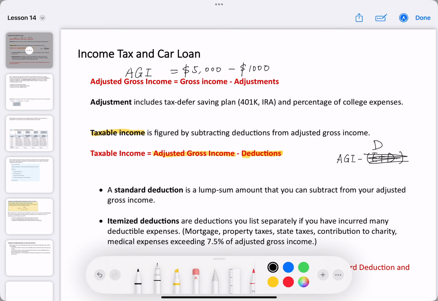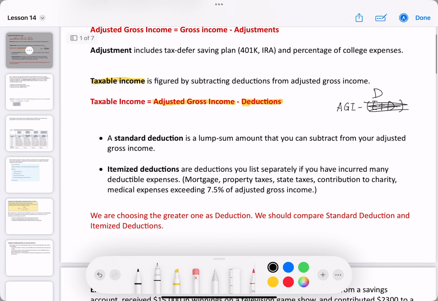All right. Let's see. What is the meaning of deduction? We have two kinds of deductions. The first one is standard deduction. And another one is itemized deduction. The standard deduction is a lump sum amount that you can subtract from your adjusted gross income. That means this amount of money you don't have to pay tax.